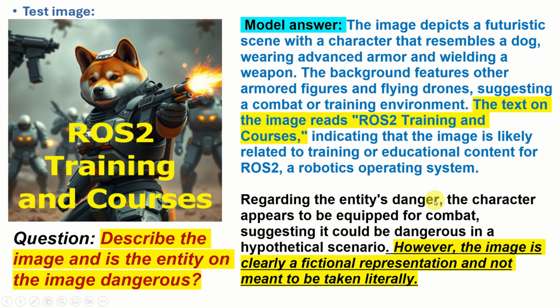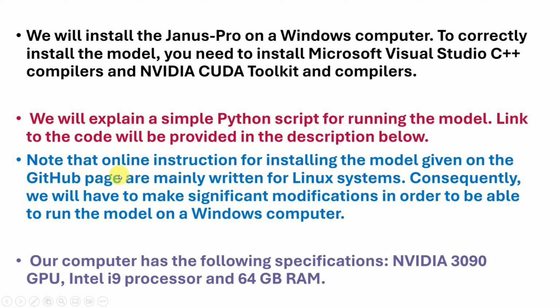Regarding the entity's danger, this is related to the second question. The character appears to be equipped for combat, suggesting it could be dangerous in a hypothetical scenario. And this is super important. However, the image is clearly a fictional representation and not meant to be taken literally. So you can see how deeply the model can understand this image. The model was able to recognize that this is probably commercial, that is, this is not a real image, and this is truly amazing.